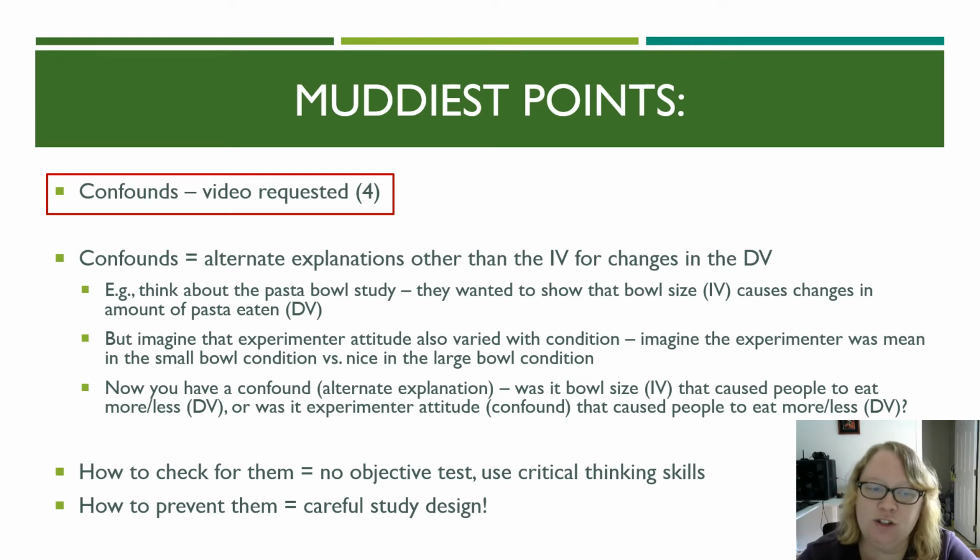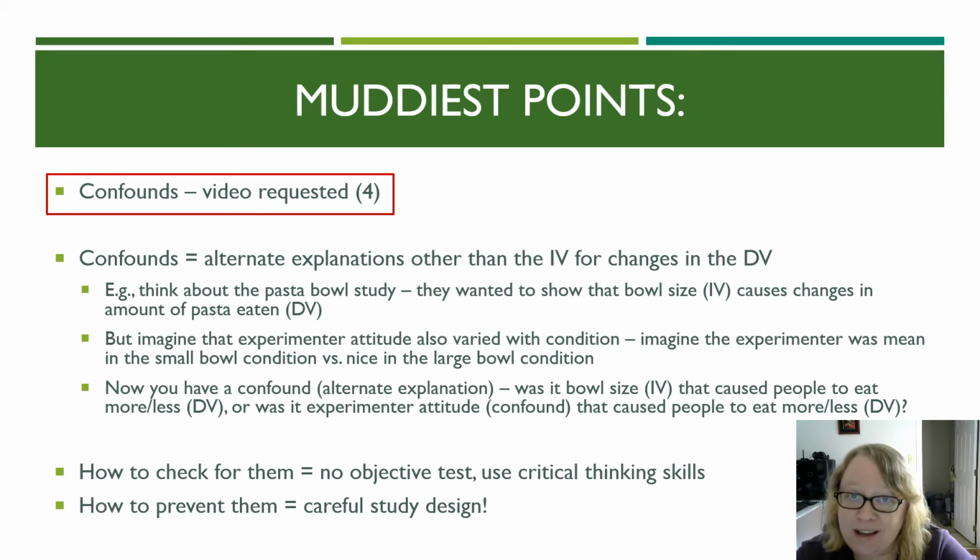All right, so think about this in terms of the pasta bowl study. So again, I told you I'm going to use that a lot in this recap video. In that study, they wanted to show that bowl size, that's the IV, small or large bowl, causes changes in amount of pasta eaten, that's the DV, what they were measuring. So they want to make that particular causal claim. Bowl size causes changes in amount of pasta eaten. But now imagine, this is not in the original study, but just imagine that the experimenter attitude also varied with conditions. So imagine that the experimenter was mean in the small bowl condition and was nice in the large bowl condition. That's a problem. That's creating a confound because it's creating an alternate explanation for the data.